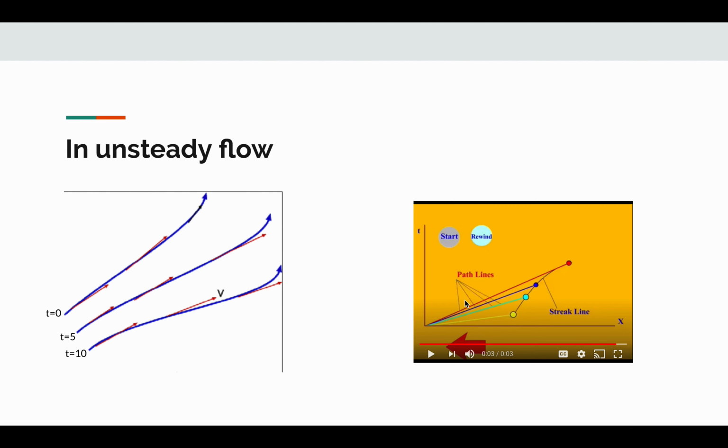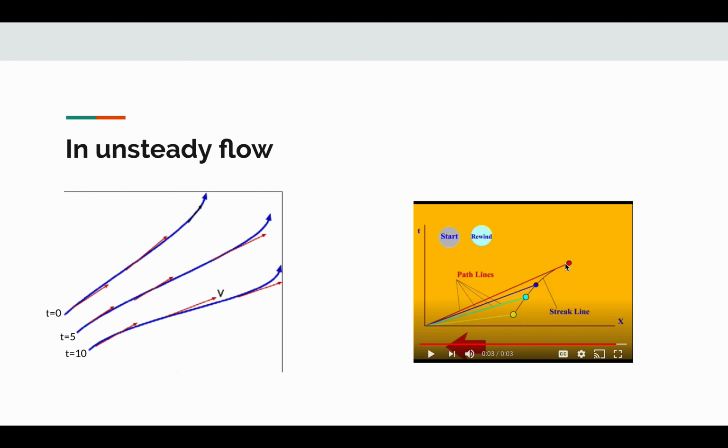So if the flow is steady, let's say for this red particle, the pathline and streakline would look exactly the same. Now, because it's not steady flow, the pathline for this red particle is just this red line.